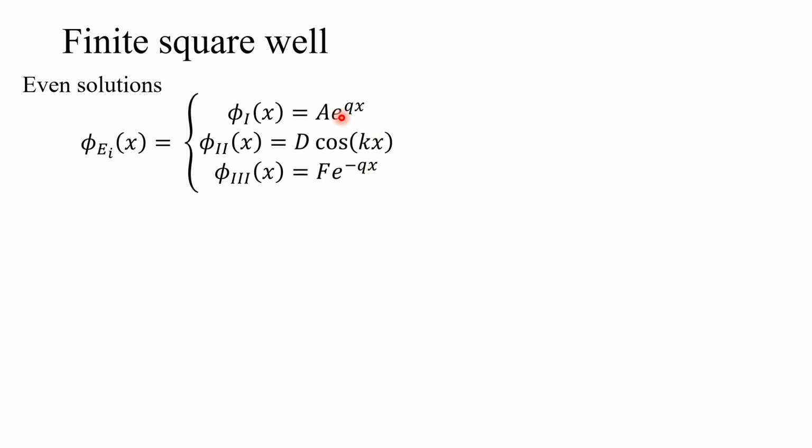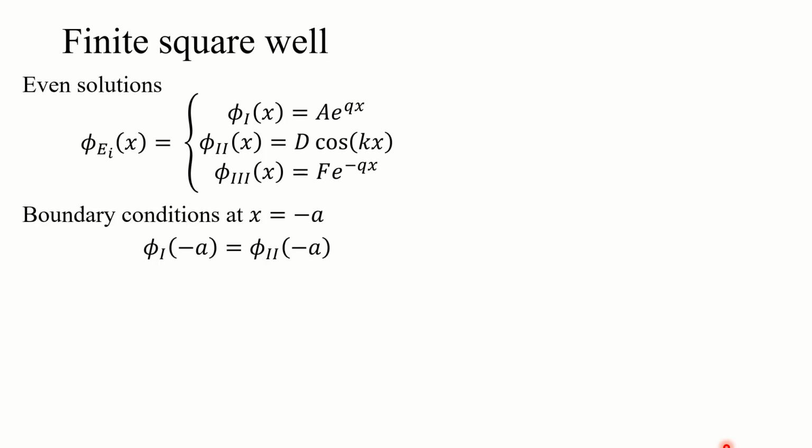So we consider only the even parts of these wave functions and look at the solutions and impose the boundary conditions. So the first boundary condition, if we look at the left side of the well where x is equal to negative a, we know that the wave function must be continuous. So the wave function from region 1 when it gets to negative a must meet the wave function from region 2 when it gets to negative a. If we plug that in, we get A times e to the q a has to equal D cosine of negative ka. And since cosine's even, that's the same as D times cosine ka.